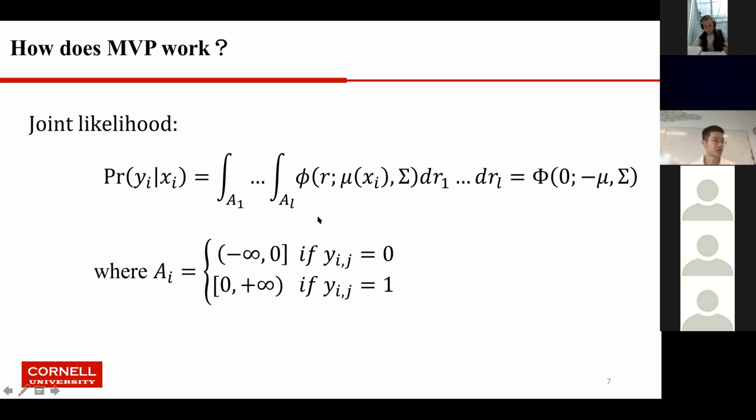It's a little bit messy, so we can use the linear transformation to sort out this joint likelihood to be a cumulative density function of a multivariate normal distribution, shown here as phi 0, with a specific mean and covariance matrix sigma.